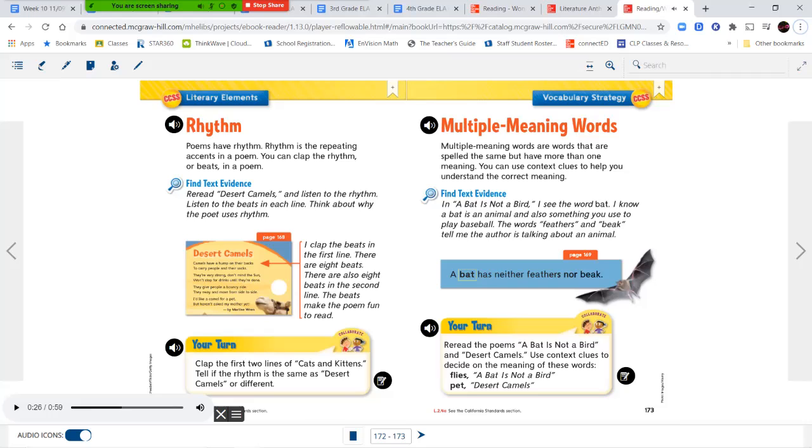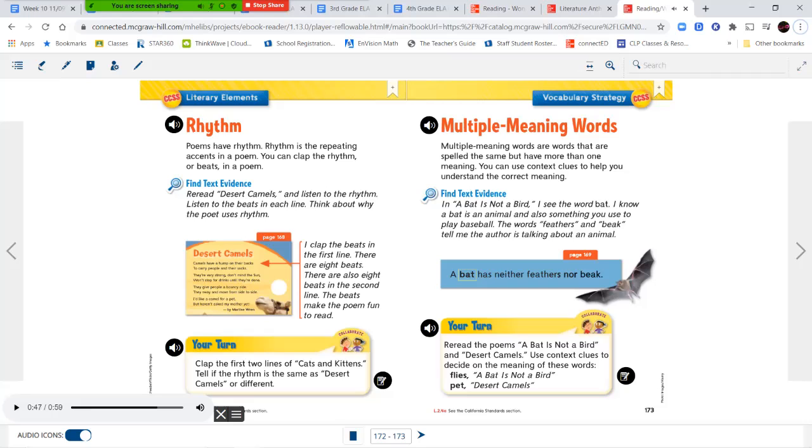Desert Camels. Camels have a hump on their backs to carry people and their sacks. They're very strong, don't mind the sun, won't stop for drinks until they're done. They give people a bouncy ride. They sway and move from side to side. I'd like a camel for a pet, but haven't asked my mother yet.